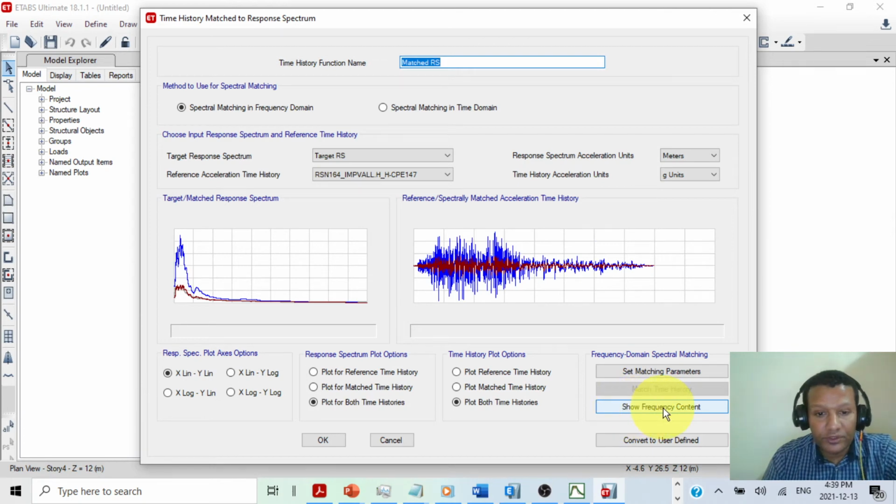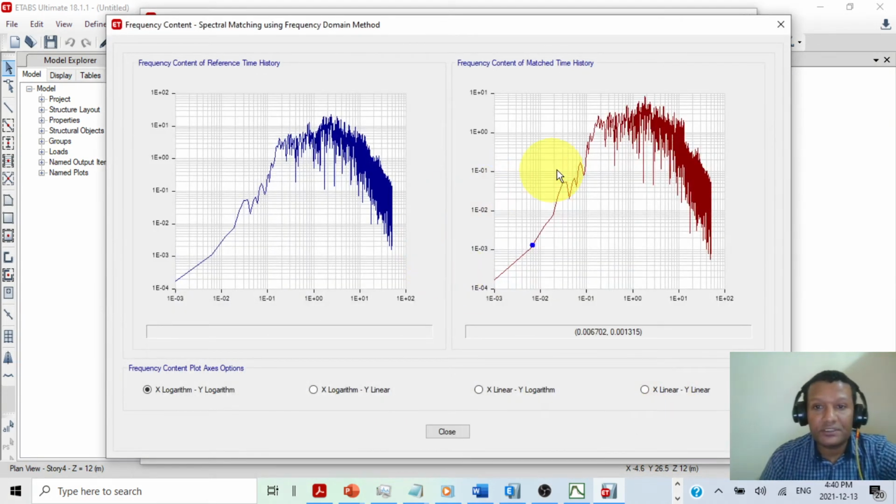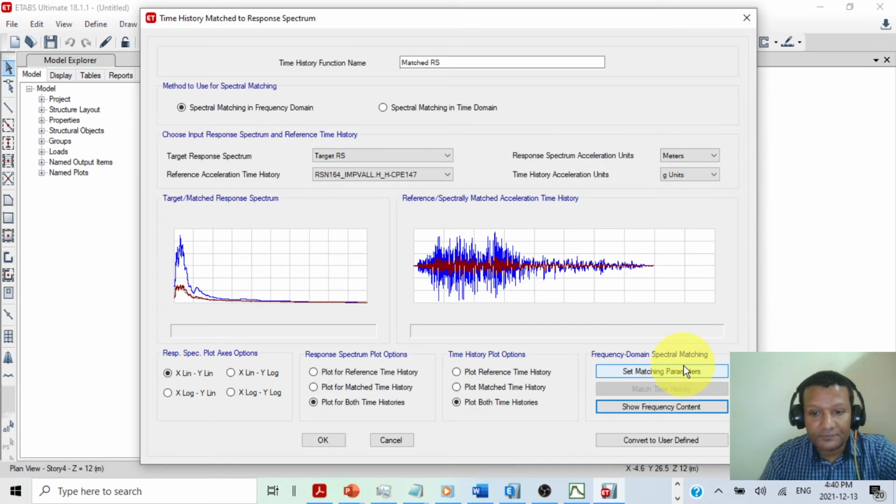So show frequency content, plot match time history, plot both, set parameters or plot time history analysis, everything is here. For example, show the frequency. This is a Fourier series. This is how the frequency content looks like, and this is the matched one. This is closely matched.